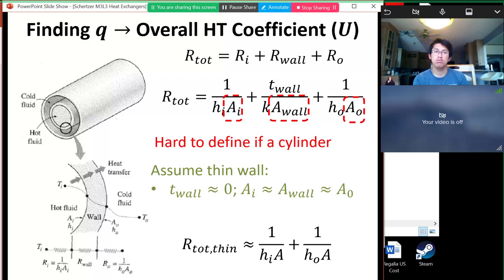And now that we know how to do internal flow problems, we could see a problem where maybe we're given H in, or HI, or H out, HO, and we could also see a situation where maybe we could calculate these things based on what we know about internal convection.